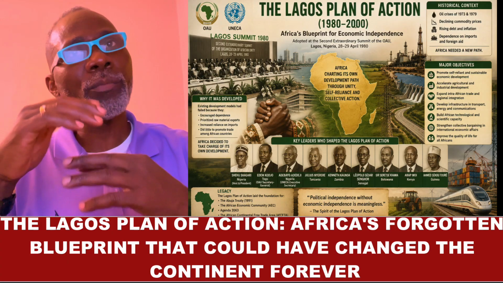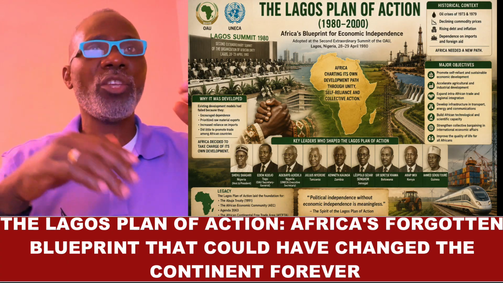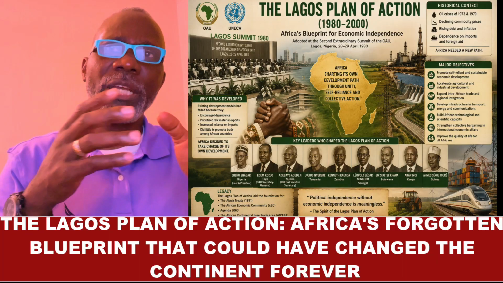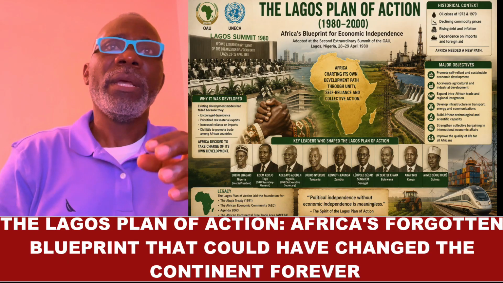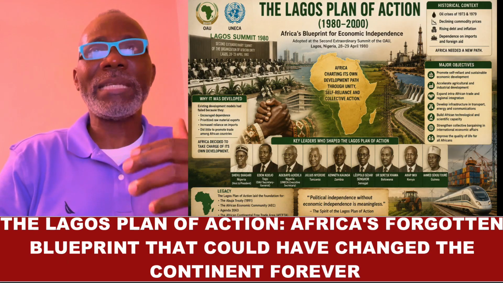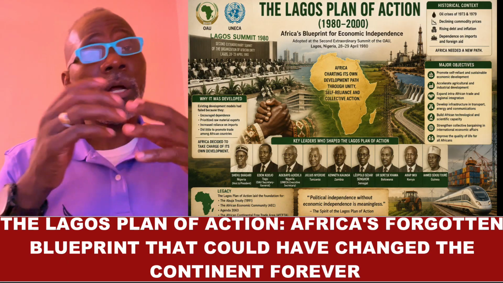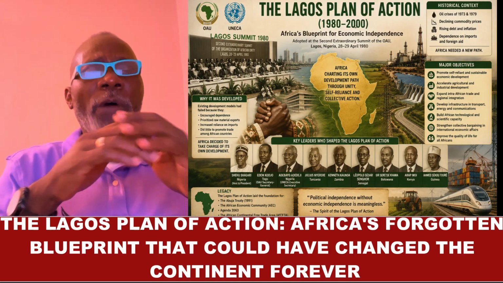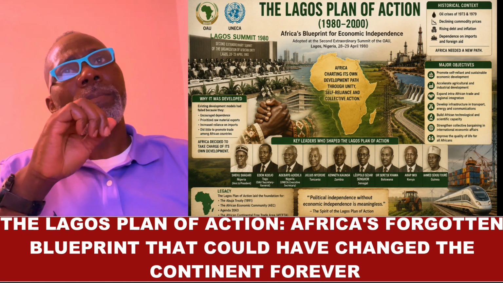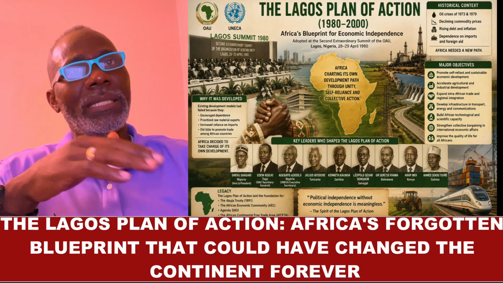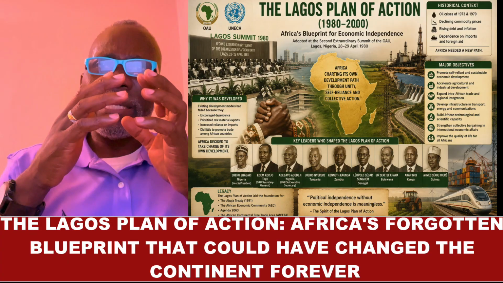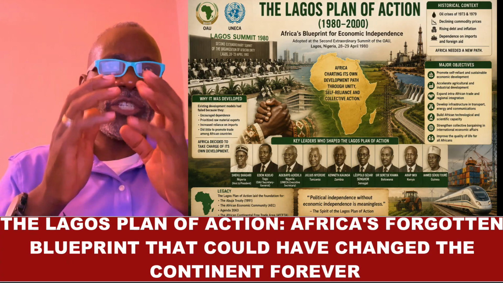Many contemporary AU priorities, including expanding intra-African trade, developing regional value chains, investing in infrastructure, and promoting industrialization reflect principles first articulated in the Lagos Plan of Action. Folks, the Lagos Plan of Action was more than an economic policy document. It was a declaration that Africa should define its own development trajectory.